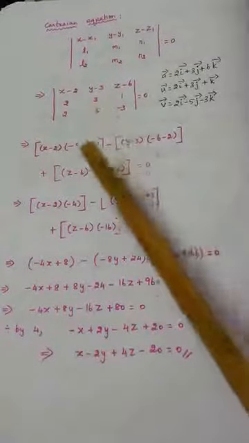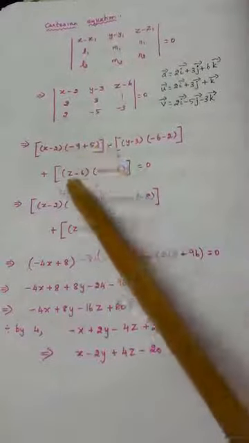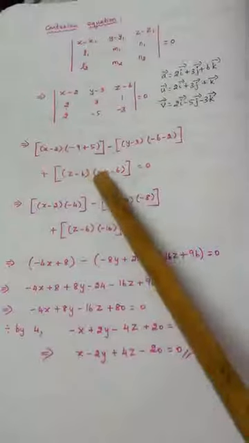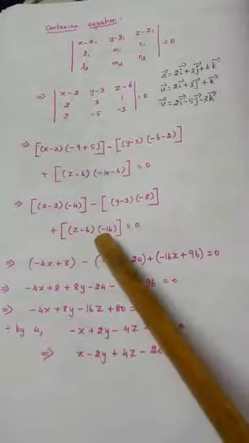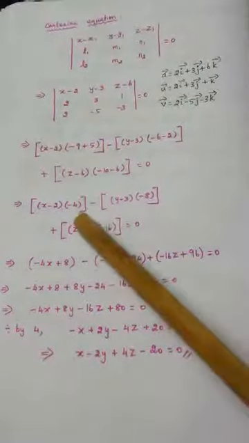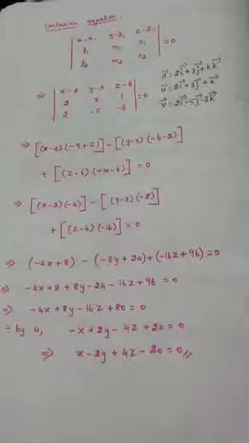Now in the next step, I am simplifying these numbers: minus 9 plus 5 is minus 4, minus 6 minus 2 is minus 8, minus 10 minus 6 is minus 16. That is how I have written this step. Nothing else, just simplifying the numbers in the brackets and writing this.